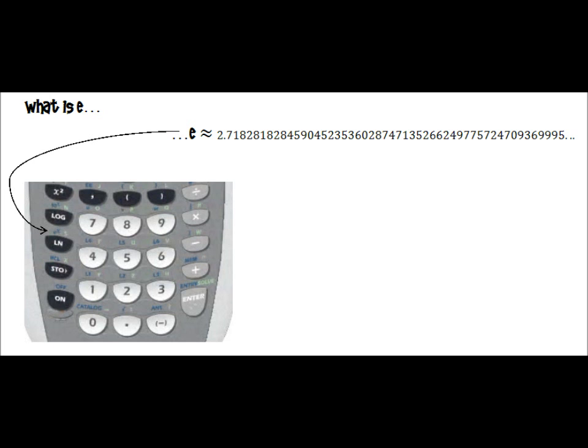Here is your new friend e. What is e? e is such a special number that it's given a name, or more specifically, a letter, e. e is approximated at 2.718281, and so on. This e is an irrational number, but I'll be happy if you can remember that it's about 2.72.